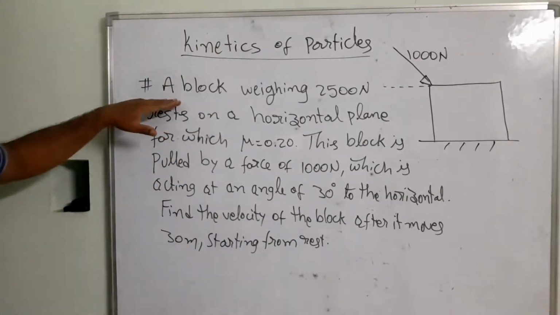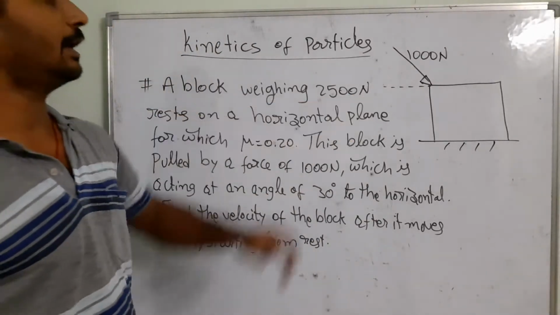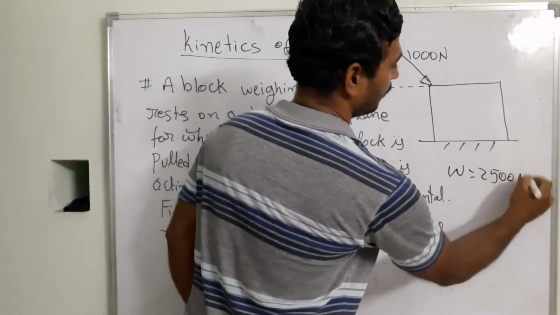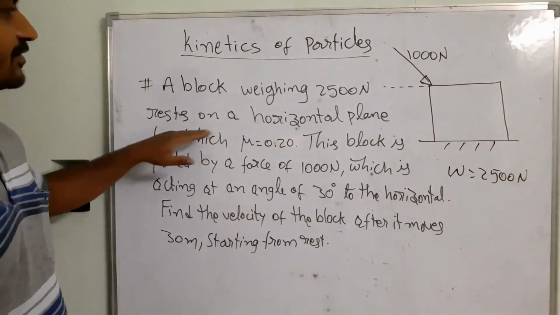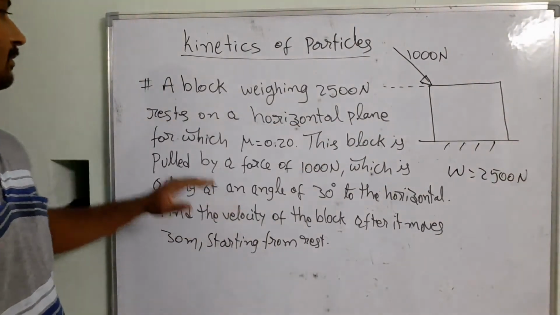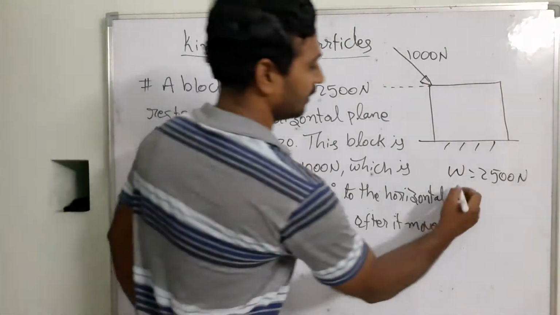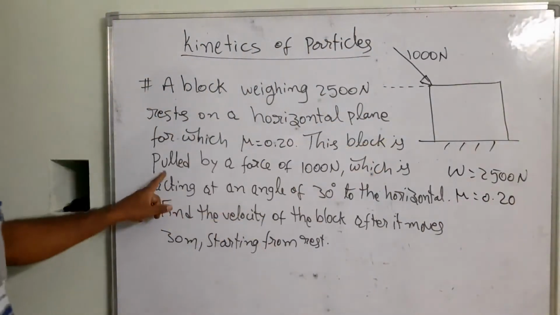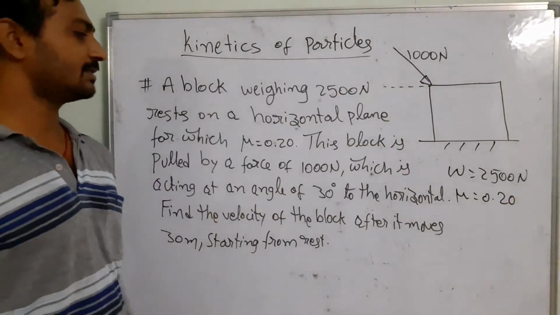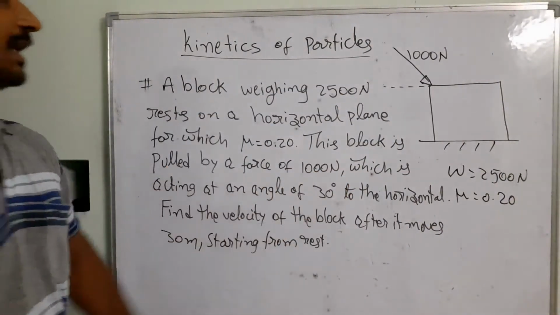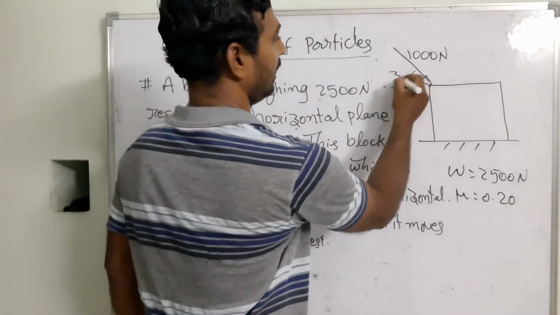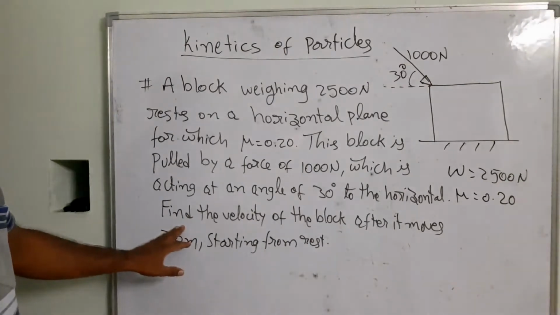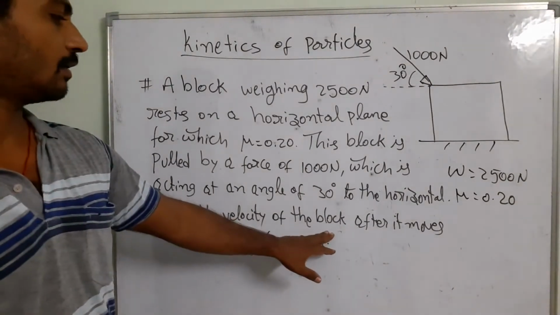A block weighing 2500 newtons, that means W is equal to 2500 newtons, rests on a horizontal plane for which the coefficient of friction, mu, is equal to 0.2. This block is pulled by a force of 1000 newtons, which is acting at an angle of 30 degrees to the horizontal.